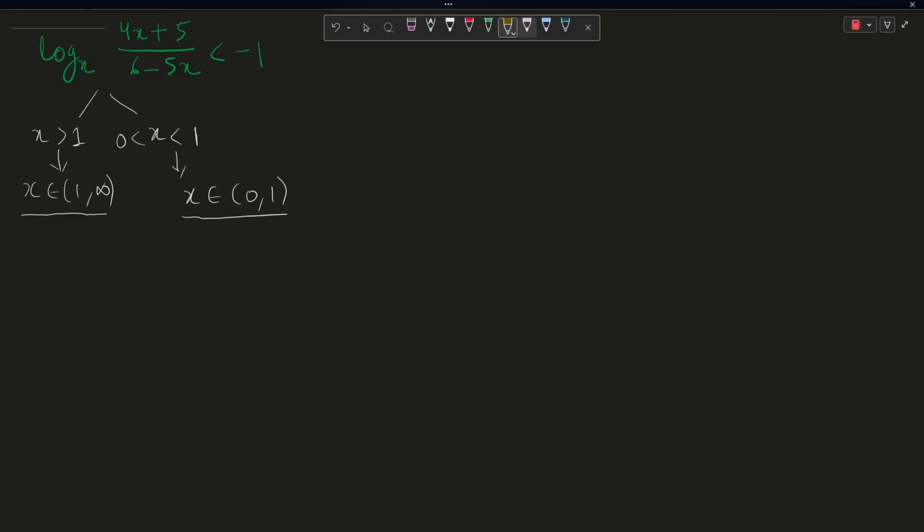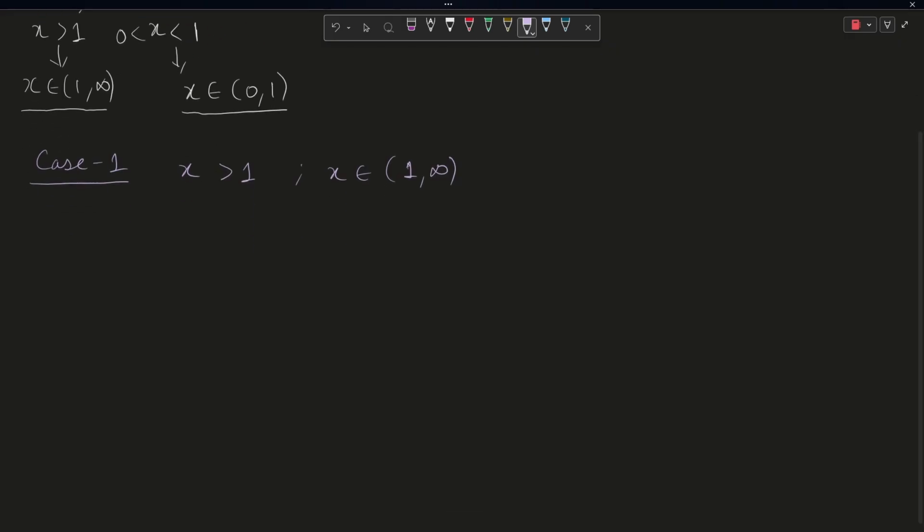So let's start. Taking case 1, when x is greater than 1, or x belongs to all the values from 1 to infinity, our inequality is log to the base x of (4x plus 5) upon (6 minus 5x) less than minus 1. Now notice that x is greater than 1, so the base is greater than 1. Whenever the base is greater than 1, for shifting the base to the other side of the inequality, we do not need to change the sign of the inequality.